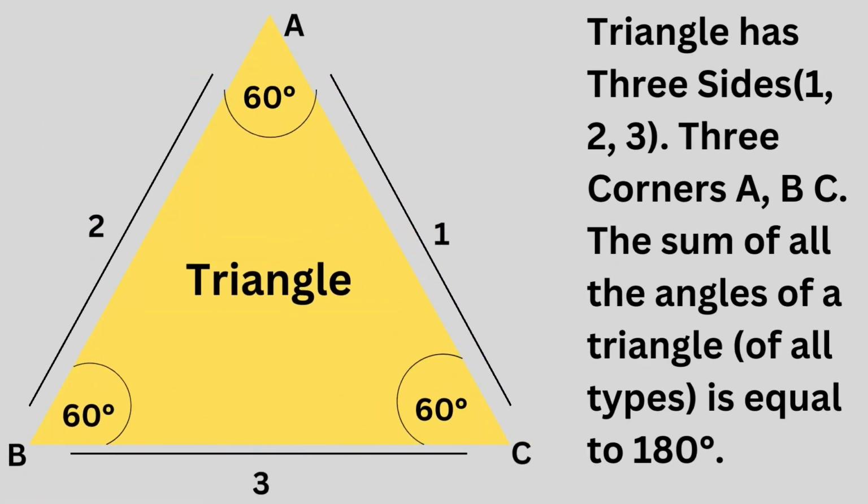First shape we are going to see is triangle. Triangle has three sides, 1, 2, 3. Three corners A, B, C. The sum of all the angles of a triangle, of all types, is equal to 180 degrees.